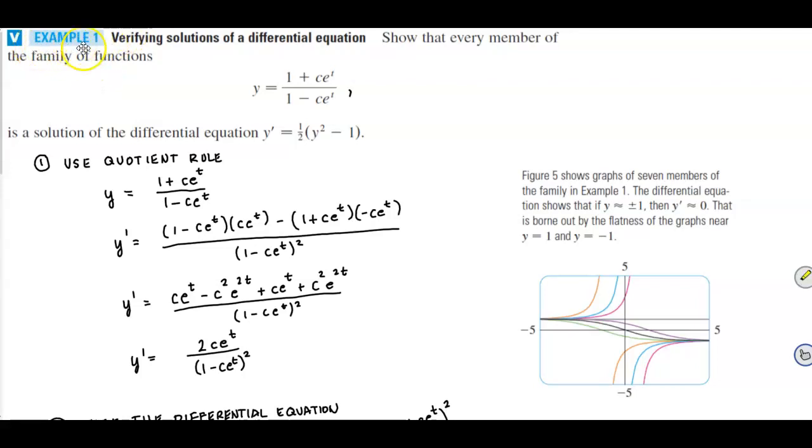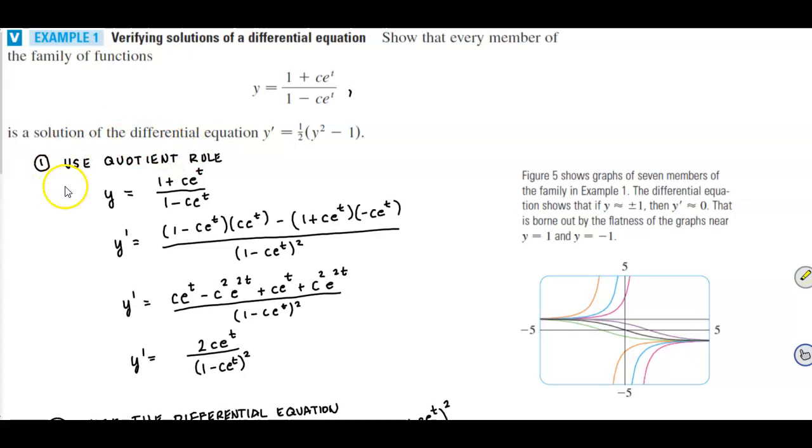So in example 1, we want to verify solutions of a differential equation. We want to show that every member of the family of functions y = (1 + ce^t) / (1 - ce^t) is a solution of the differential equation y' = 1/2 (y^2 - 1).